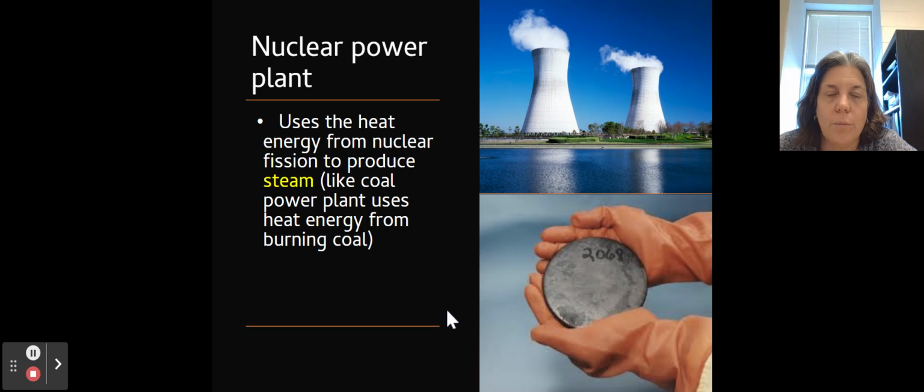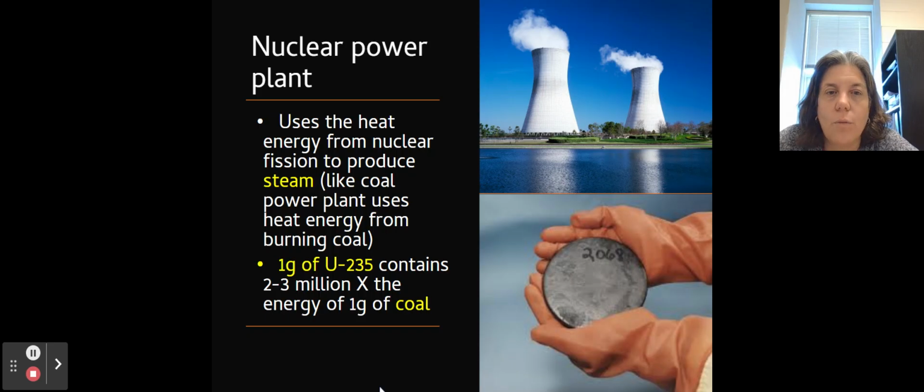In a nuclear power plant, they use all that heat energy from the nuclear fission reaction to produce steam. Like a coal power plant, you produce steam, and the steam helps create electricity by turning a turbine and a generator. There's a piece of uranium here showing what happens in a nuclear power plant. One gram of uranium-235 contains 2 to 3 million times the energy of 1 gram of coal. So if I use uranium instead of coal, I get a lot more energy for the amount that I put in.